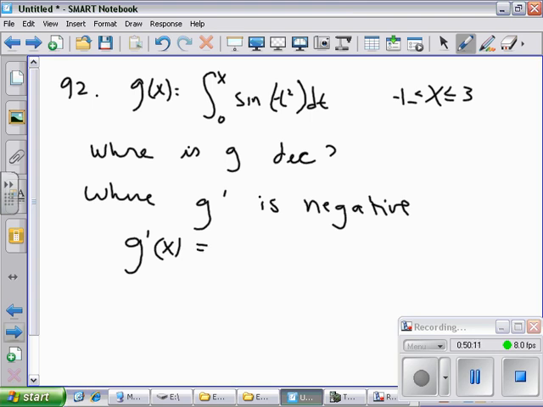So what do I get for g prime? Sine of x squared. So let's see where it's negative, and that'll be our answer. We've got a calculator. And if you notice this interval here, when I do my x min and my x max, that's where I'm going to set it, what they gave me.